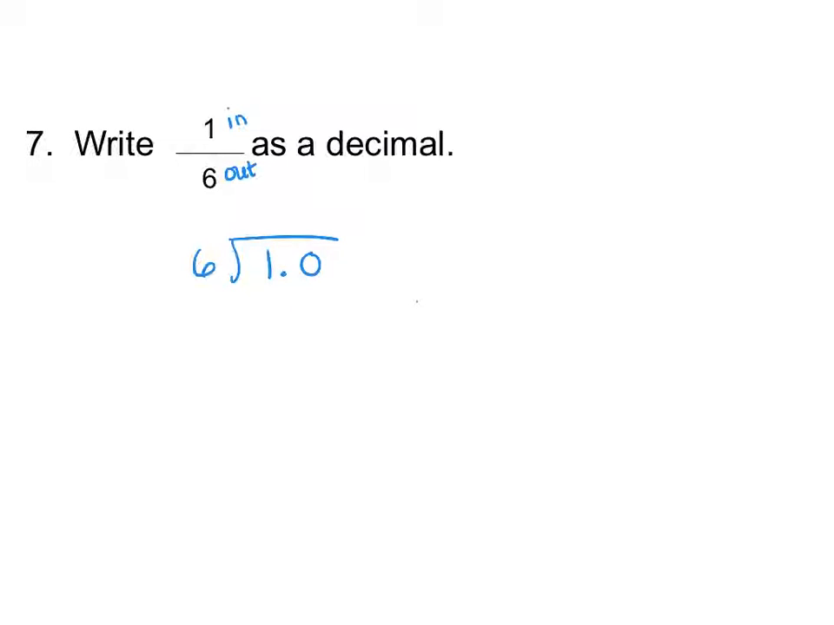6 can't go into 1, so I put a 0 here. So 6 goes into 10 one time. I put the 6 here, subtract, I get 4, bring down the 0. 6 goes into 40 6 times. And then I get 36, and I get 4. And that is going to be repeating.